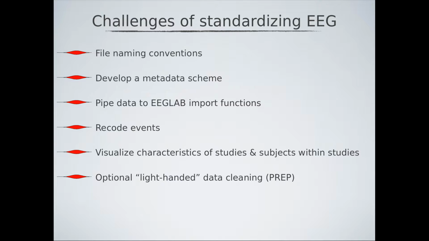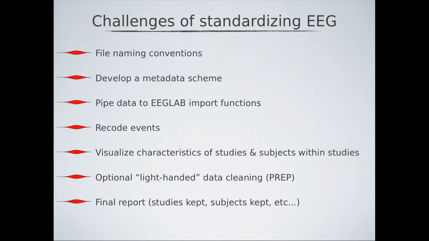As an option, I've added a light-handed as opposed to a heavy-handed data cleaning procedure called PREP, which removes egregiously bad channels, bridge channels, finds the robust average reference, and removes line noise. The PREP toolbox is very good. I would recommend it, and others are recommending it, such as the developers at Schwartz Center who also develop EEGLAB.